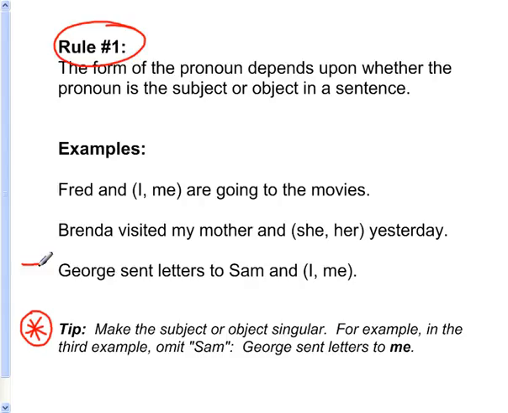Here's what I mean. Let's look at this third example. George sent letters to Sam and I, or George sent letters to Sam and me. Let's get rid of Sam and. Make the object in this case singular. So would you say, just by ear, George sent letters to me, or George sent letters to I? Just by ear, it sounds correct to say George sent letters to me. So that is correct. But again, using your ear is not the most reliable because sometimes pronoun case can fool us. Let's look at the second rule.